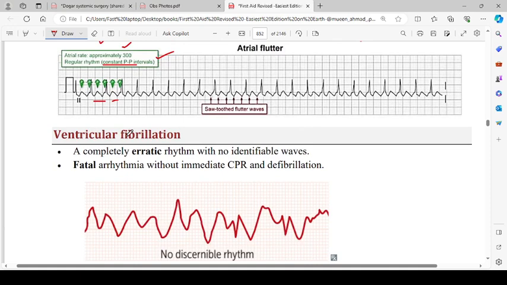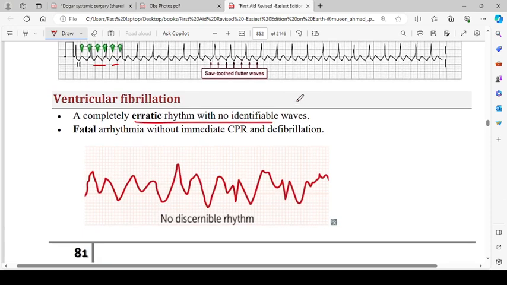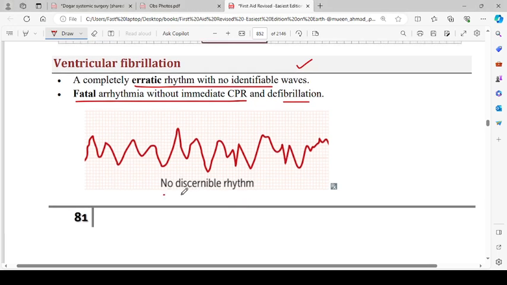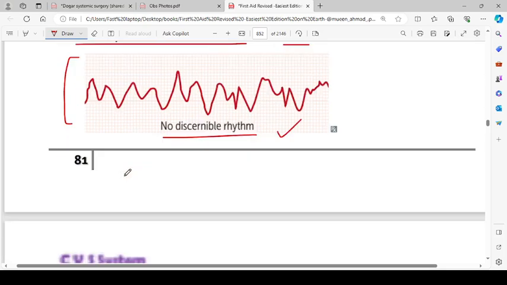Then ventricular fibrillation, a completely erratic rhythm with no identifiable waves. It is a fatal arrhythmia without immediate CPR and defibrillation. If you do not do immediate CPR, it can prove fatal. No discernible rhythm is present in this area.